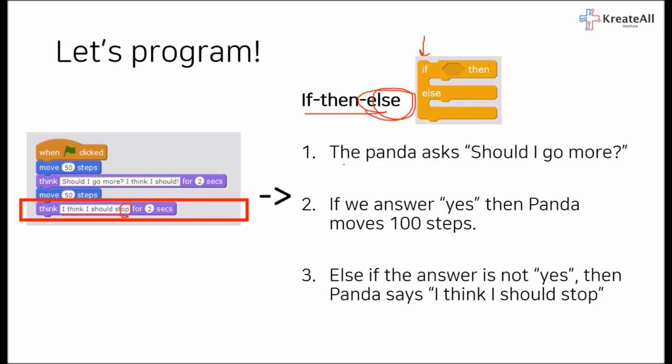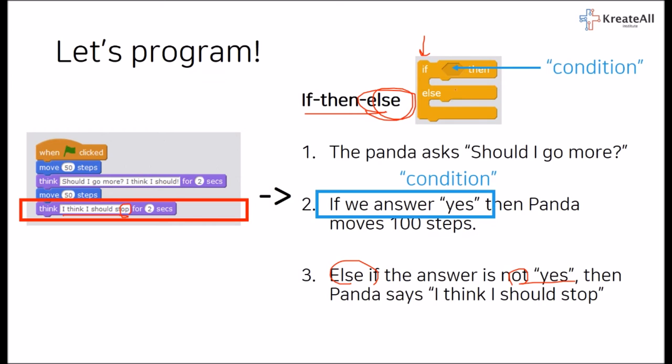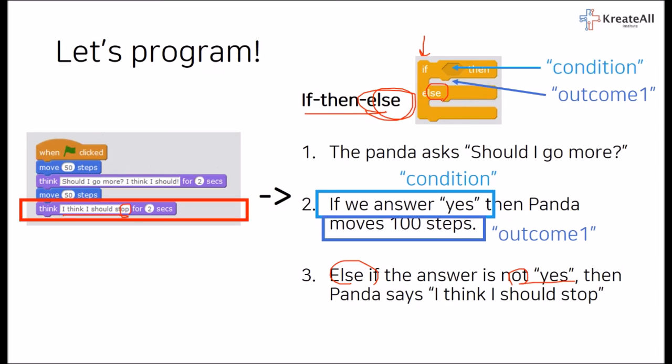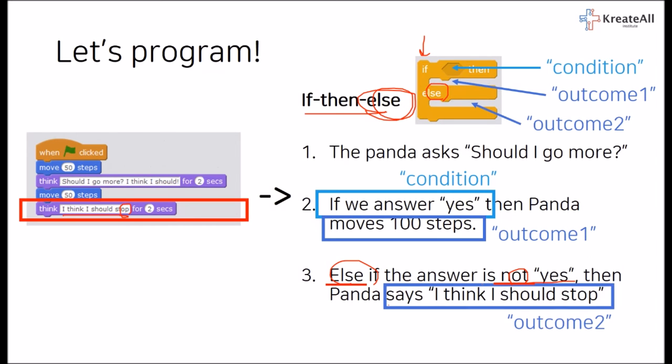So whenever the panda asks, should I go more? If we answer yes, then the panda moves, but else, if the answer is not yes, then the panda will say, I think I should stop, and he doesn't move. Good. So here the condition is still, if we answer yes, it goes in here. And if the answer is yes, we put it here. Else, if the answer is not yes, we put our second outcome in here.